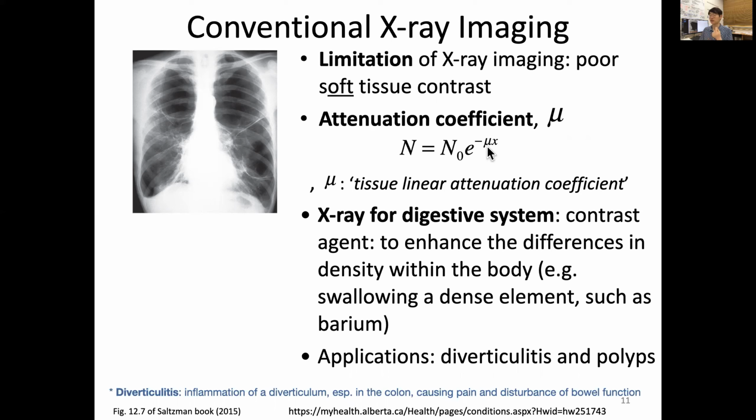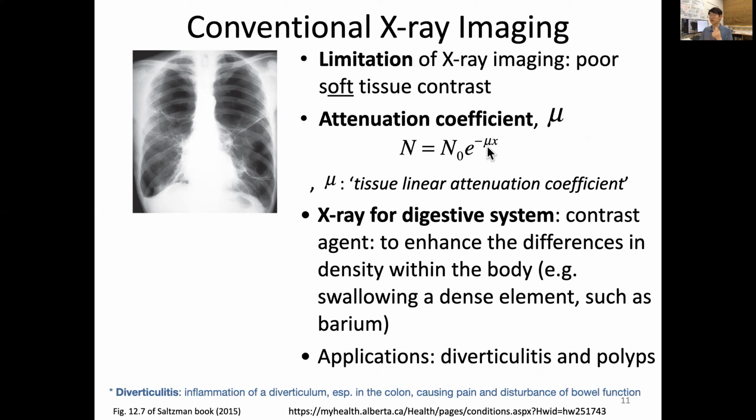So the example of X-ray for the digestive system: sometimes because of this poor soft tissue contrast, we use an external contrast agent to enhance the differences in density within the body. For example, swallowing a dense element such as barium can show the internal gut. For example, diverticulitis, where itis means inflammation in the diverticulum, and sometimes a polyp, which is pre-cancer inside the colon, can be detected with the help of contrast enhanced X-ray.